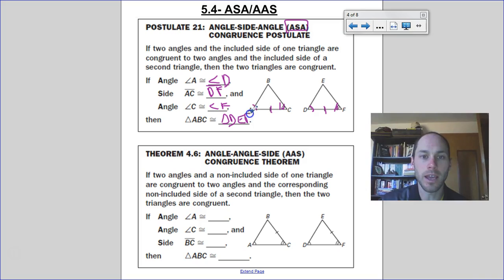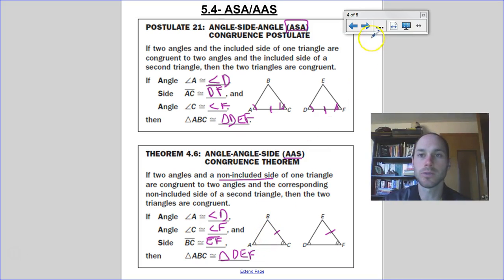Okay, and then the AAS, angle, angle, side, which means that side is not between the two angles. So we call that the non-included side. So angle A is the same as angle D. Angle C is congruent to angle F. And notice BC is not between those two angles. It's congruent to side EF. So in that case, the angle, angle, side congruence works as we looked at. So triangle ABC would be congruent to triangle DEF. That's the way we match up our corresponding sides and angles.